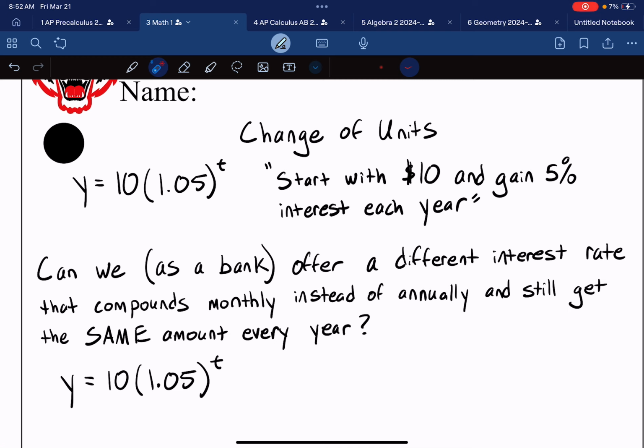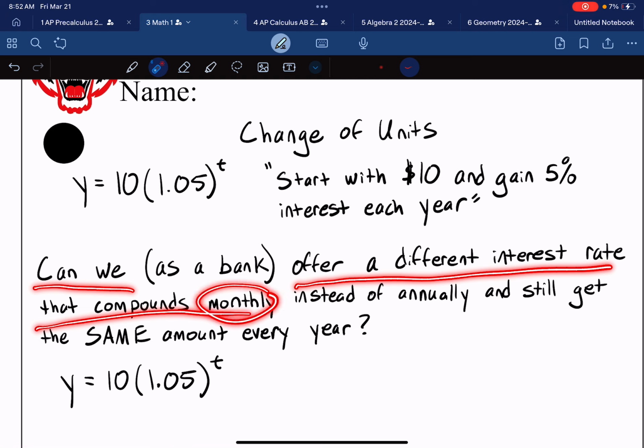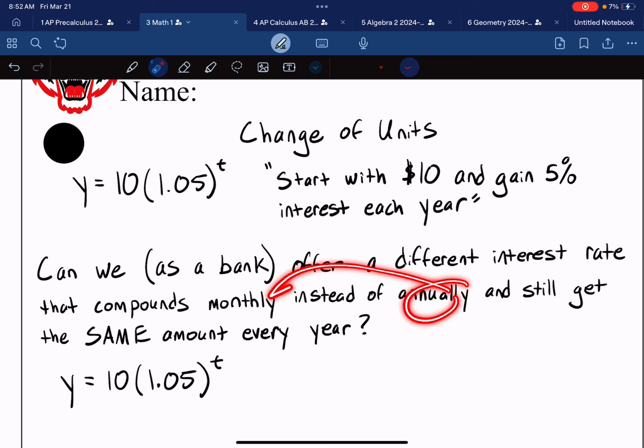So the main question is, if we were the bank, can we offer a different interest rate that compounds monthly? So we're changing from annually into monthly and still get the same amount every year. So it's not going to change by giving us more money now that we're compounding. I just want to convert units.